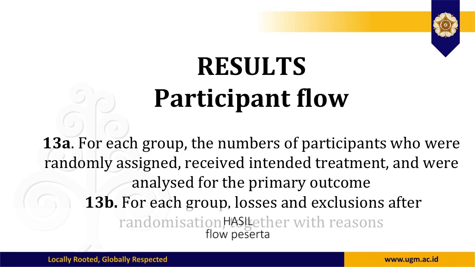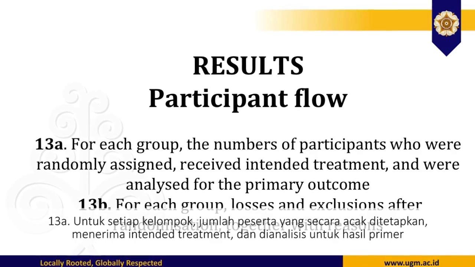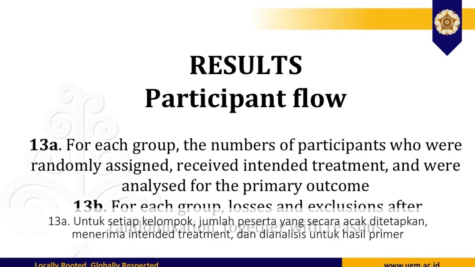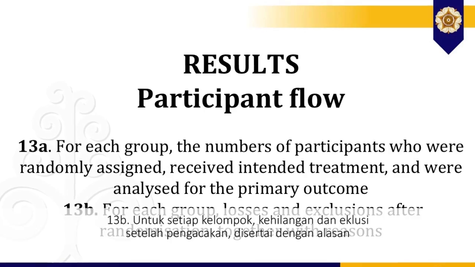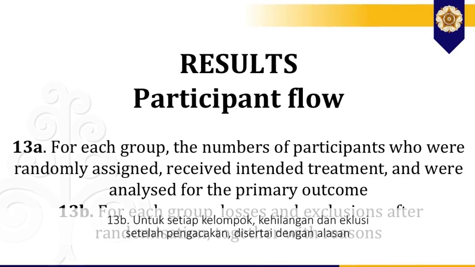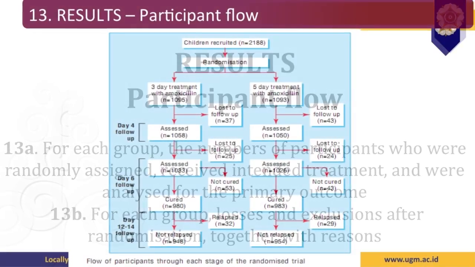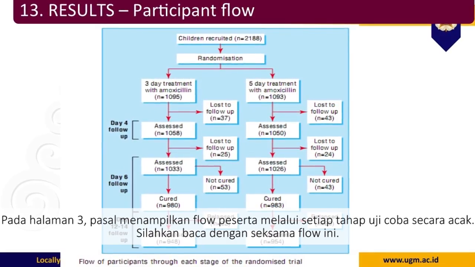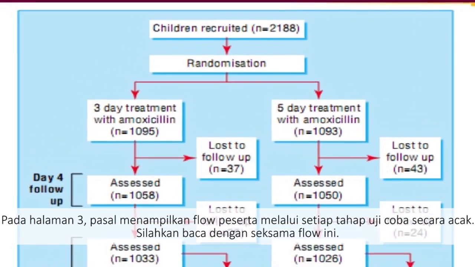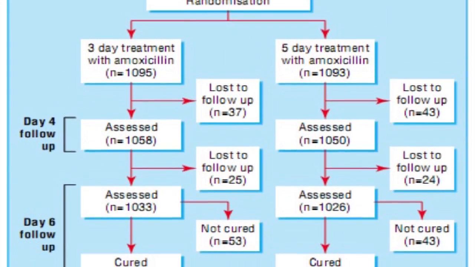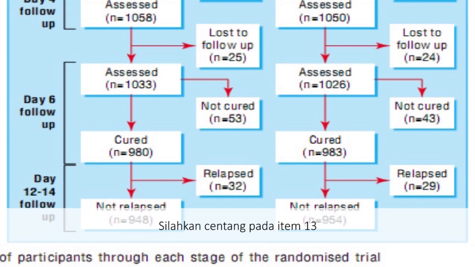Results: participant flow. 13A. For each group, the numbers of participants who were randomly assigned, received intended treatment, and were analyzed for the primary outcome. 13B. For each group, losses and exclusions after randomization together with reasons. On page 3, the article displays the flow of participants through each stage of the randomized trial. Please read this flow carefully. So please tick item 13.